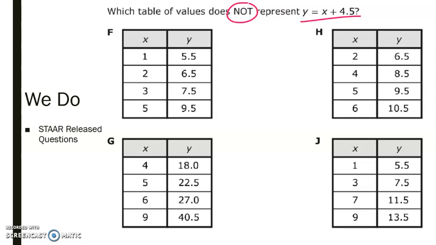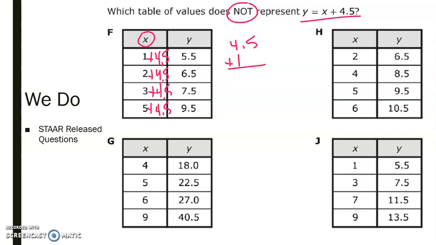So let's start with F. This is my x, so I'm going to add 4 5/10 to each one of those to see if it matches. And remember, I'm looking for one that does not match those values. Okay, so let's start with 1. 1 plus 4 5/10, so I'm going to add 1. Now that's one whole unit, so I'm going to go ahead and just over here to the side, add that up.